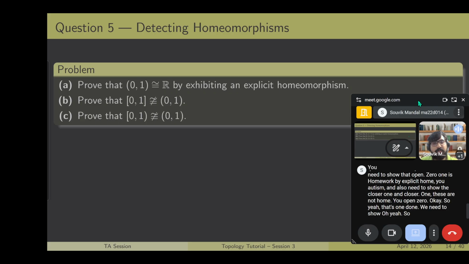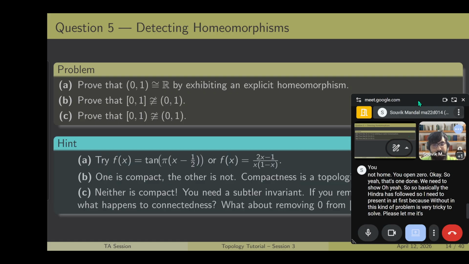So basically the hints are as follows. I need to present the hint first, because without a hint this kind of problem is very tricky to solve. Please let me present the hint here. We put f of x equal to tan of pi times (x minus half), or we may take f of x equal to (2x minus 1) over x times (1 minus x).